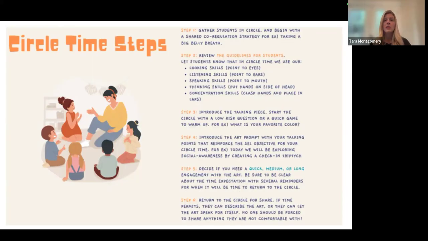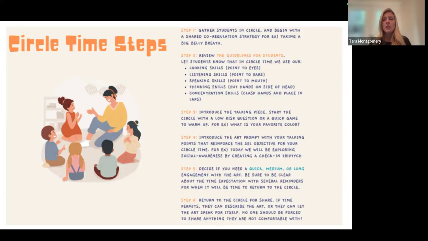So that's just, should this take a really short amount of time, or do we need a little bit longer, or is this something that we might not even finish in this class period? And you're just going to be clear on those expectations, and you're going to set reminders for when it will be time to return back to the circle. After your students have completed the art activity, you're going to have them return back to the circle, and then that's when they're going to share.